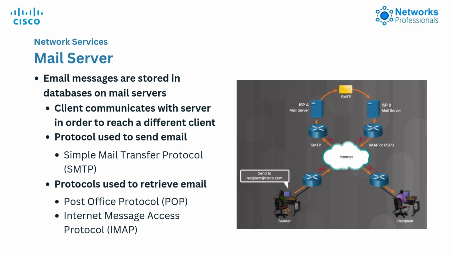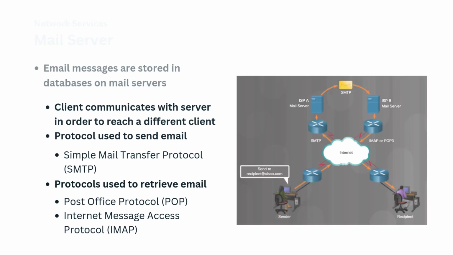To retrieve email, POP, Post Office Protocol. Downloads emails from the server to the client and often removes them from the server. Best for accessing email from one device. IMAP, Internet Message Access Protocol. Allows email to stay on the server while being accessed from multiple devices. Synchronizes changes across all connected clients.